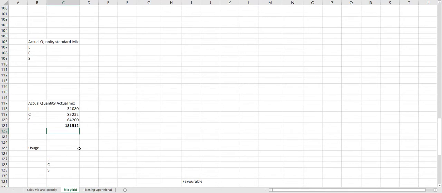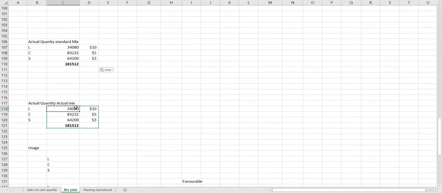Now this is without multiplying by the price. If you saw, the price was 10, 5, and 3. Remember, even if the price changed, we use the original price. Remember, I explained that when we look at the usage, and mix and yield relates to usage, we look at only the change in quantity.